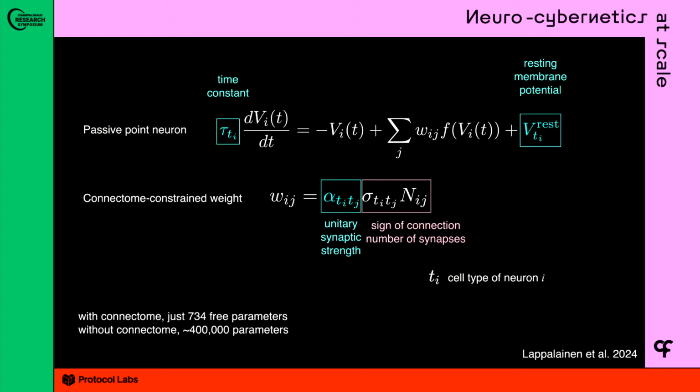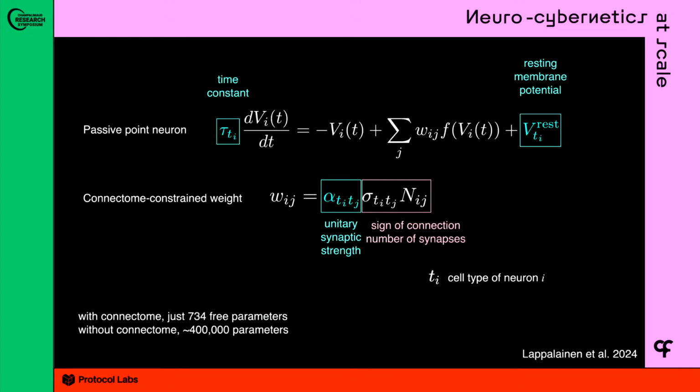And now, this is the cool part. The weights in this model are going to come directly from the connectome. And so the synapse count, this box over here, is directly measured. This is a combination of the transcriptome and the connectome. So Nij is the number of synapses between neuron i and neuron j. Sigma of Ti, Tj is a type of the neuron, it just tells you whether it's an excitatory neuron, plus or minus, the sign of that connection. So that's measured.